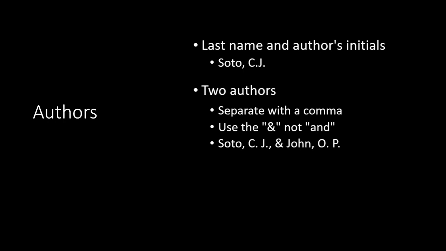So if you have two authors of an article, which happens often in scholarship, you're going to separate those two authors with a comma. You're also going to use the ampersand symbol. You're not going to write the word "and" in your references list. And I've given you another example there of how to write two authors in a reference.